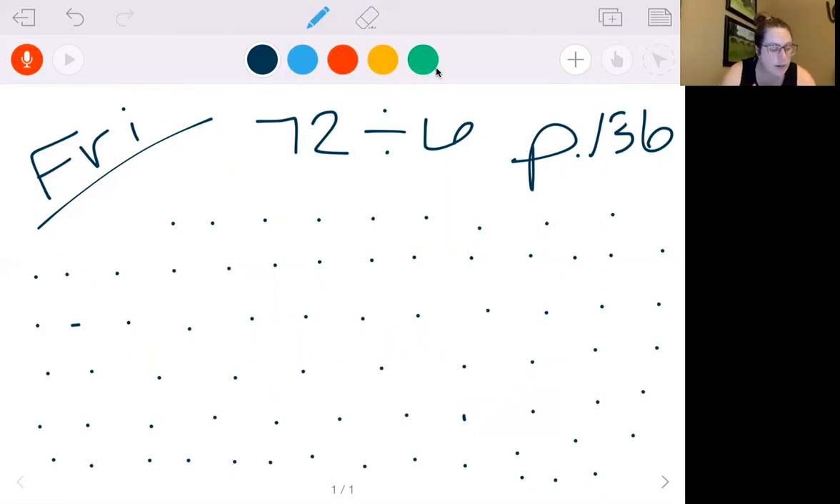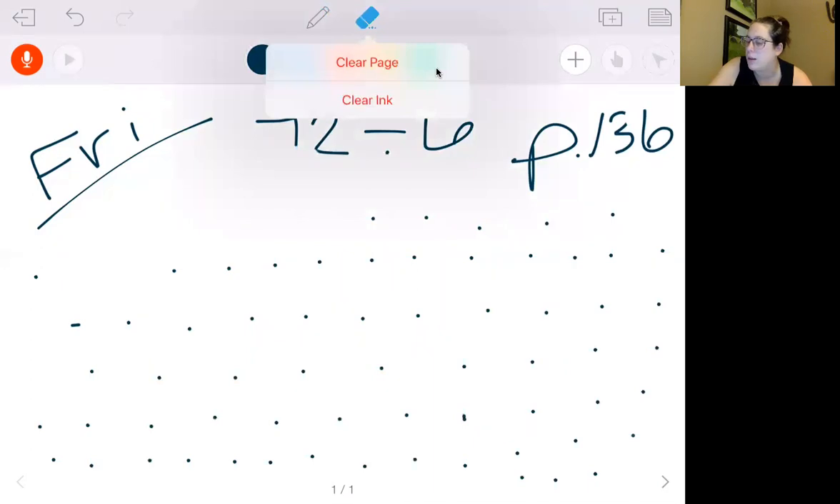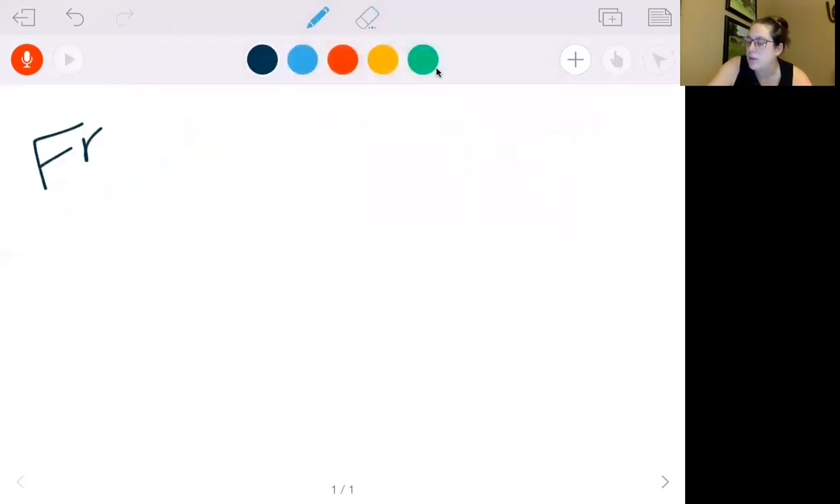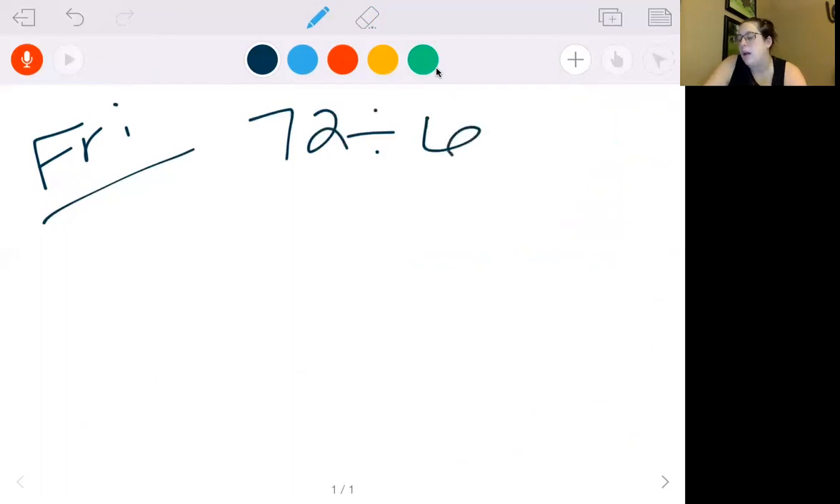Then we want to arrange them into 6 equal rows. So I'm going to clear this and show you how you would do that. I'm just going to clear the whole thing. So if I have 72 divided by 6, I would start off with going down 1, 2, 3, 4, 5, 6. And then keep counting until you get to 72 by going down the line.